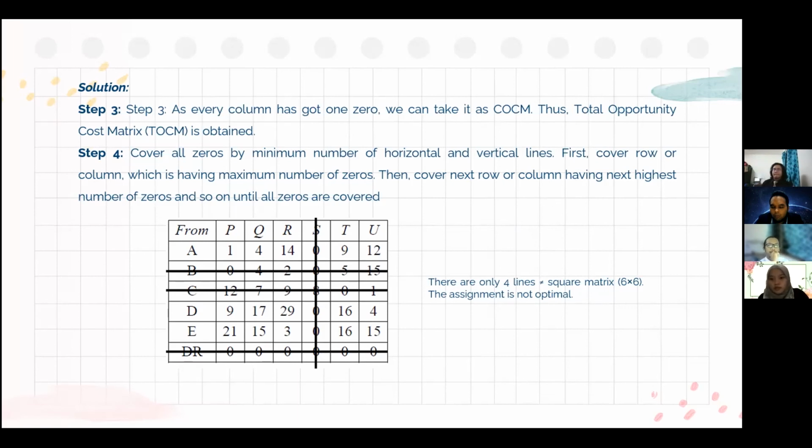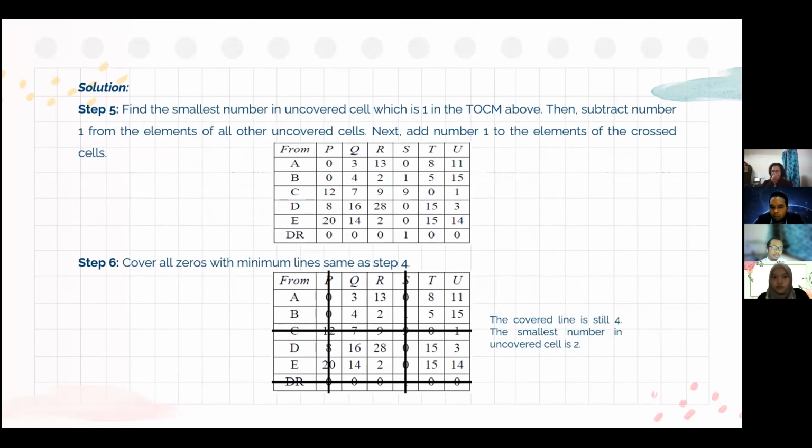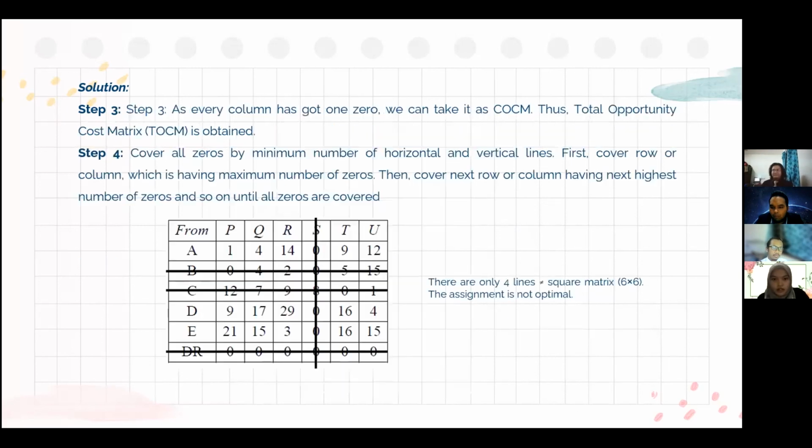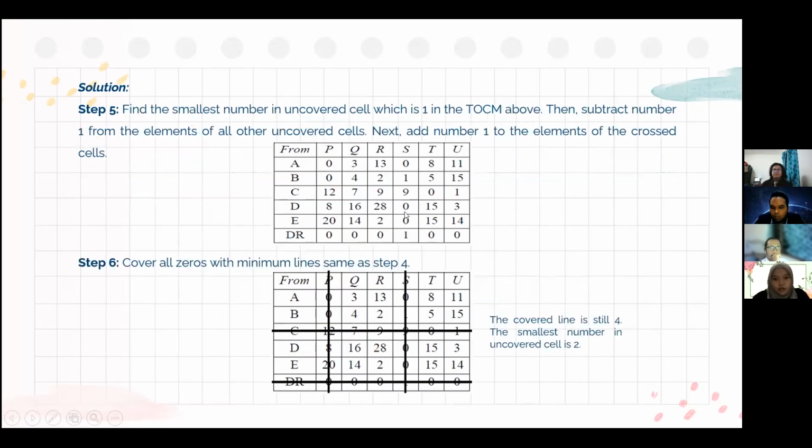If we want an optimum assignment, we need to make 6 lines, which is the same as the square matrix, 6 by 6. So what we need to do is find the smallest number in the uncovered cells. Here we have 1 as the smallest number. After that, we add this number to the intersections of the lines, so here we got 1, 9, and 1. All the uncovered cells, we subtract by the element 1. So this is what we got.